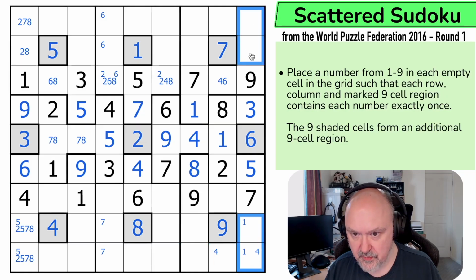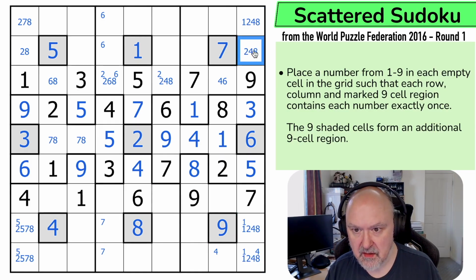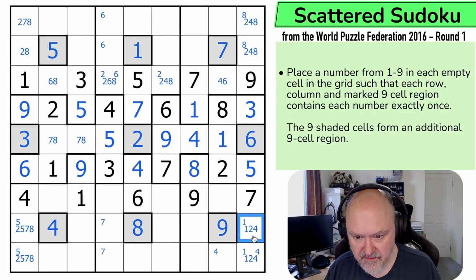What's this quadruple? 1, 2, 4, 8. Well, there's no 1 there or there. So, yeah, I already had that. There's no 8 in here. So 8 is up here. 1, 2, 4. There's no 4 there because of that 4.